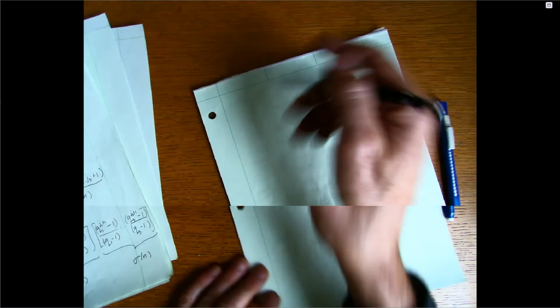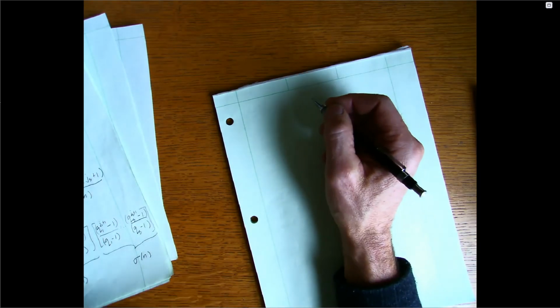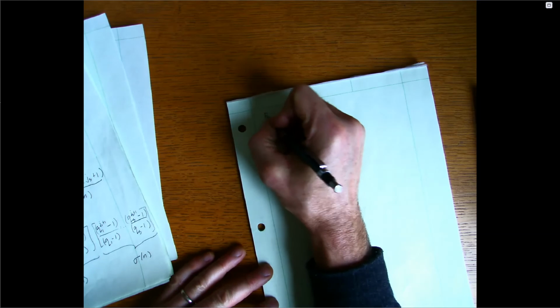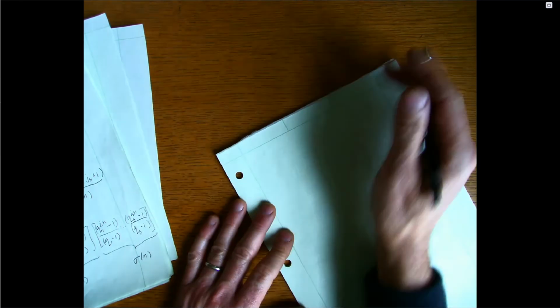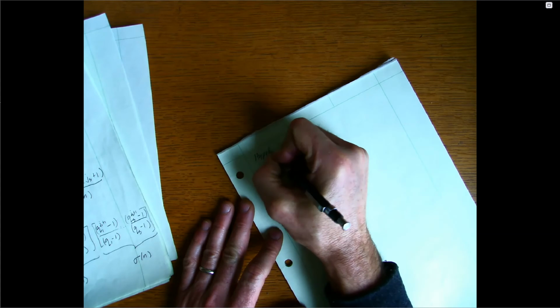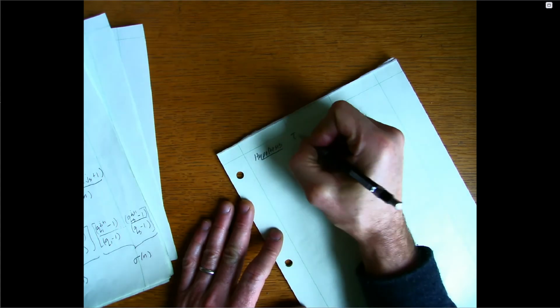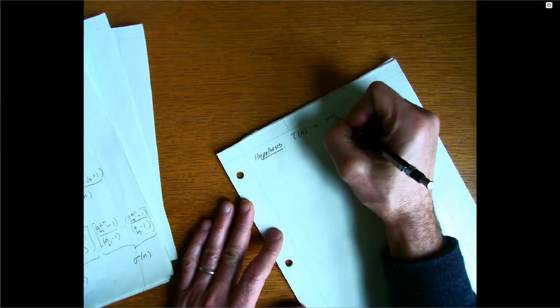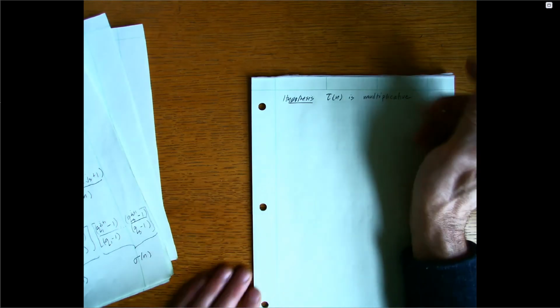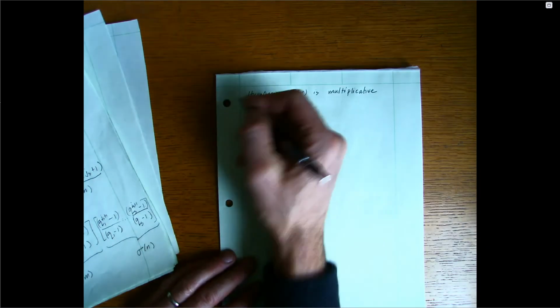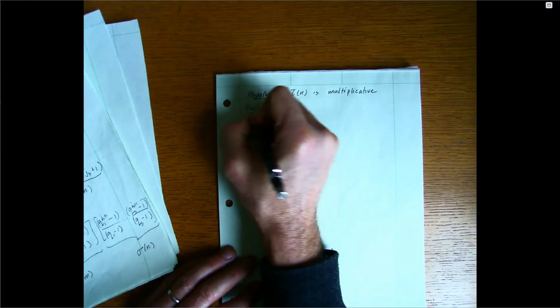So having taken care of a few notes, let's prove that tau of n is multiplicative. I'll let you read the proof that sigma of n is multiplicative in the book, but let's go ahead and prove that tau of n is multiplicative. Here is our hypothesis: tau of n is multiplicative. And here is our proof.